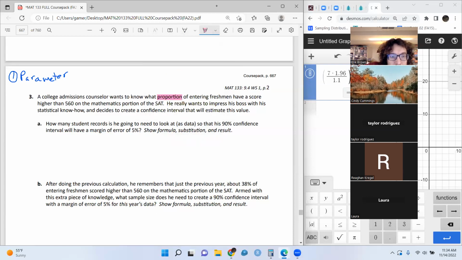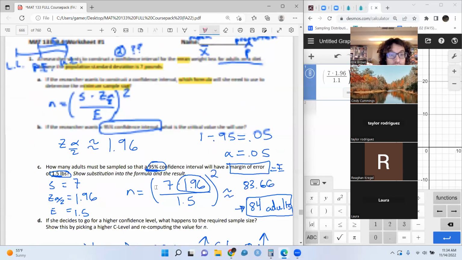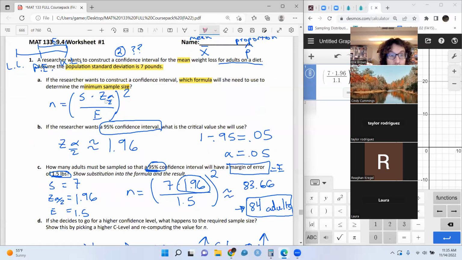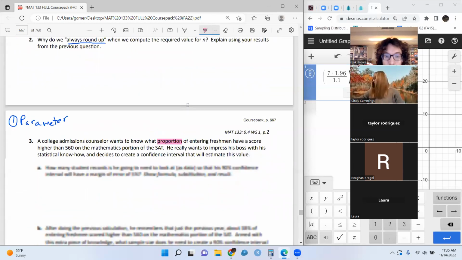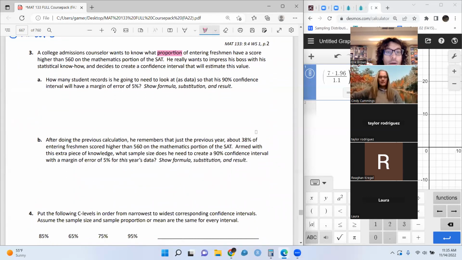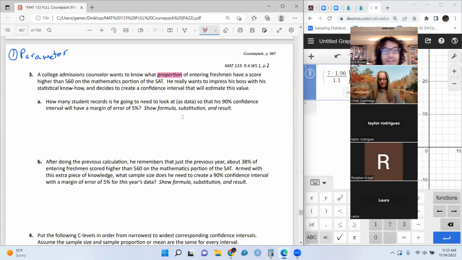I'm going to give you 5 minutes to work through A and B. This is not broken down into its parts like you did here. It's now just going to be, hey, how many? It's going to be question C. So you're going to have to figure out what formula you need to use, what's the critical value, etc. So 5 minutes. Let me see if you can do it.